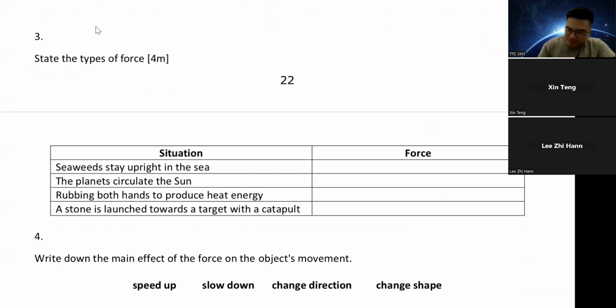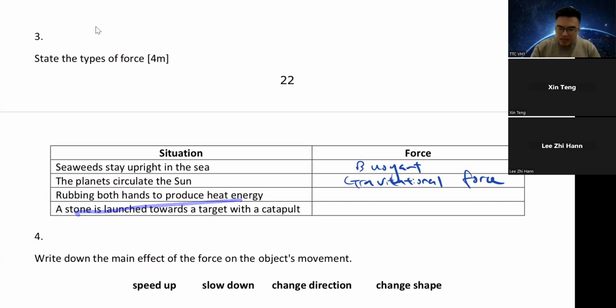Okay, so state the types of force. Seaweed stay upright in the sea. This is your buoyant. Right, planet circulating the sun. Okay, the sun is pulling us towards the sun so that you don't get lost. You see, the sun is pulling all 8 planets together so that they don't just drift somewhere they don't know. So this is your gravitational force. Which is basically go with gravity lah.